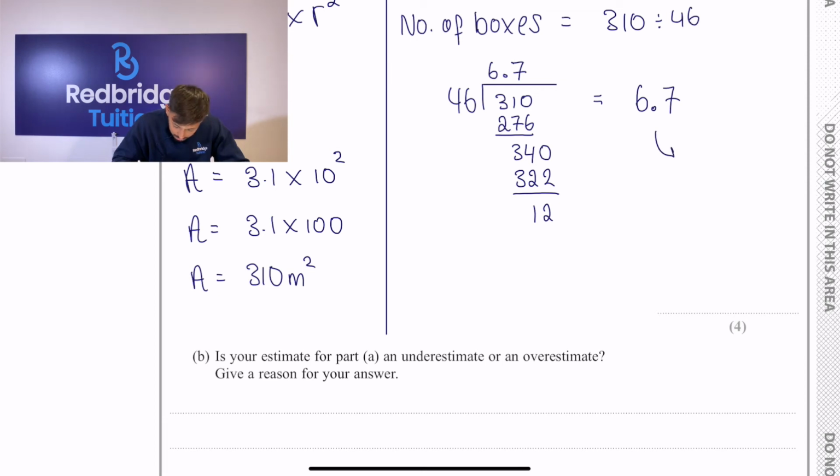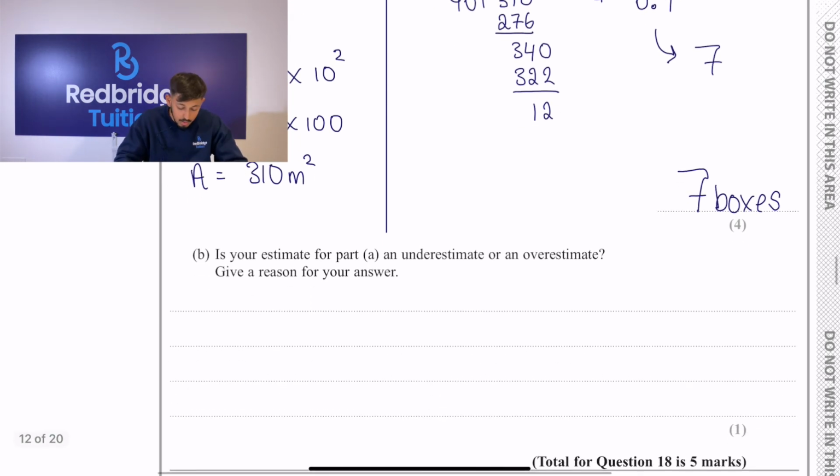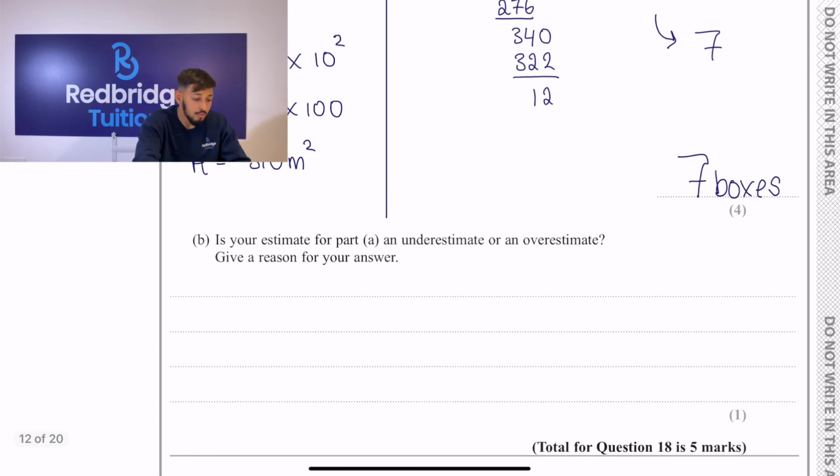So we round this up to 7, and that gives us our final answer. Okay, part B. Is your estimate for part A an underestimate or an overestimate? Give a reason for your answer.